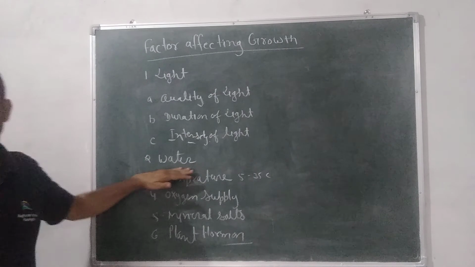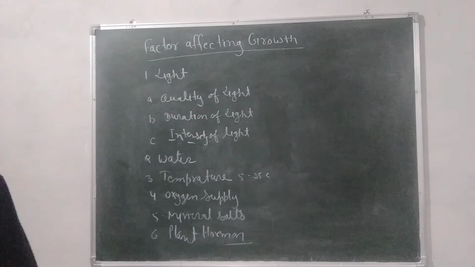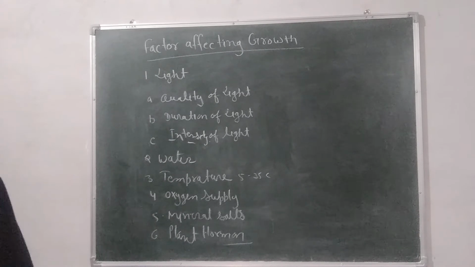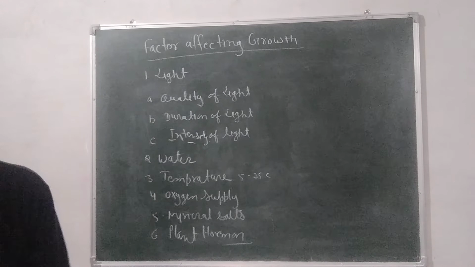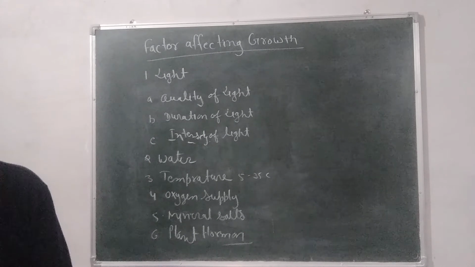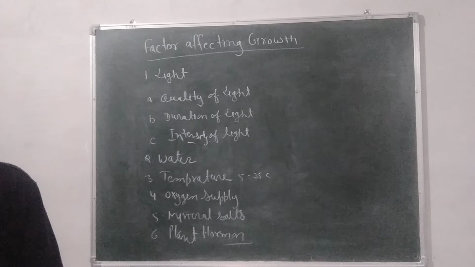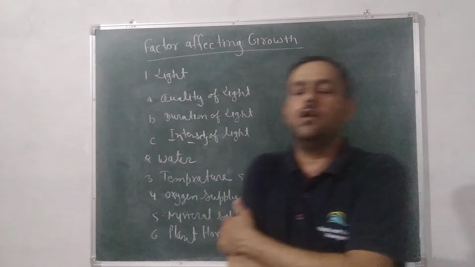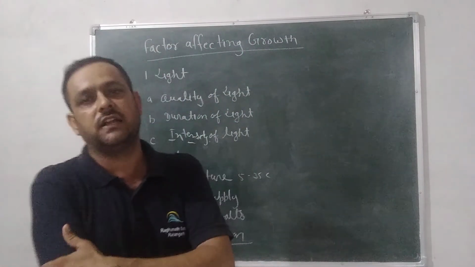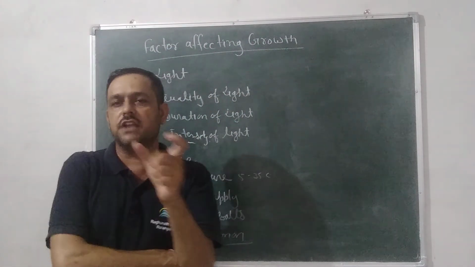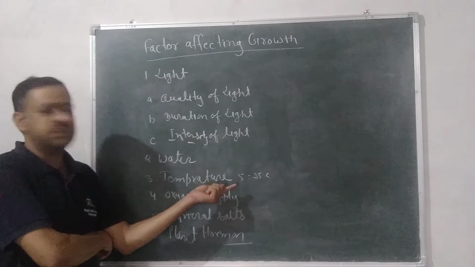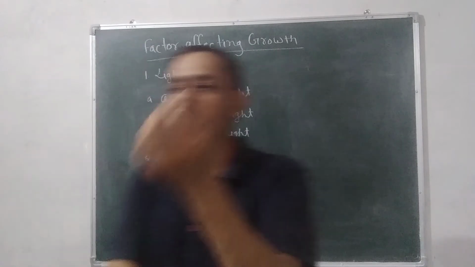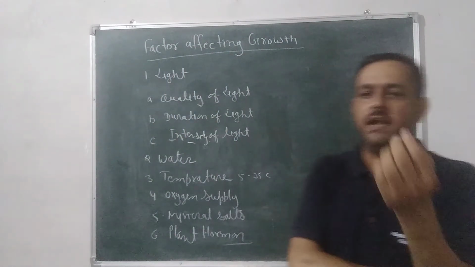Next factor is water. Supply of water is also directly related to growth. Quantity of water available to the plants affects the growth and shape. All biological functions like absorption, osmosis, transpiration, photosynthesis, respiration, and germination depend upon water. Next, temperature. All the physiological activities of plants happen in a limited range of temperature. So growth also has a range of 5 to 35 degrees centigrade, or we can say temperature also directly or indirectly affects the growth.